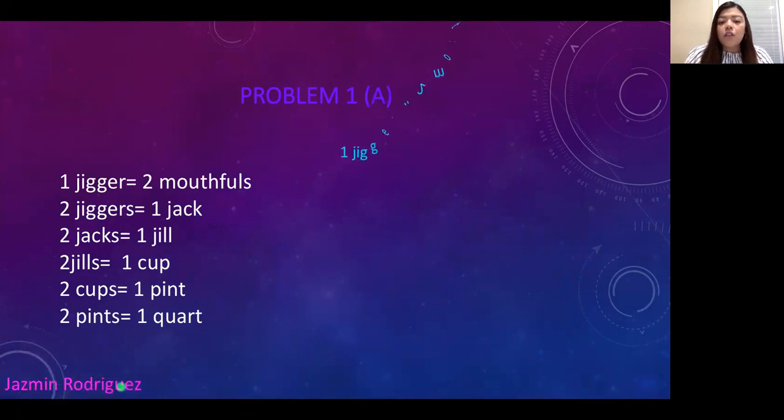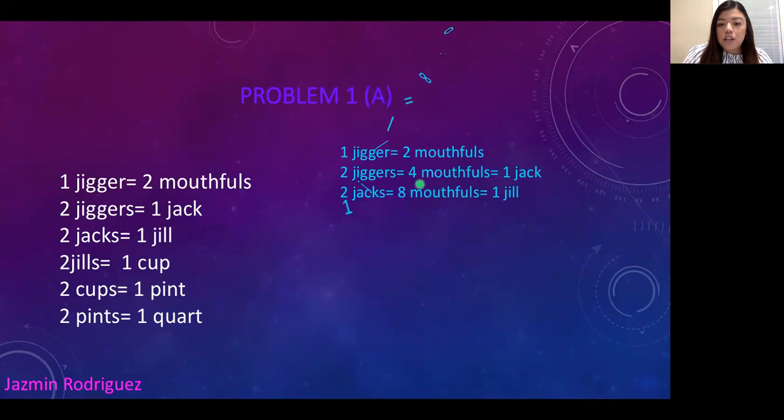So if we know that 1 jigger is equal to 2 mouthfuls, that means that 2 jiggers is going to equal 4 mouthfuls because we are doubling it. And that also means that it is equal to 1 jack. So 1 jack is equal to 2 jiggers. Now we'll double that, and we get that 2 jacks is going to be 8 mouthfuls, which is equal to 1 gill. So we have that 1 gill is equal to 8 mouthfuls.